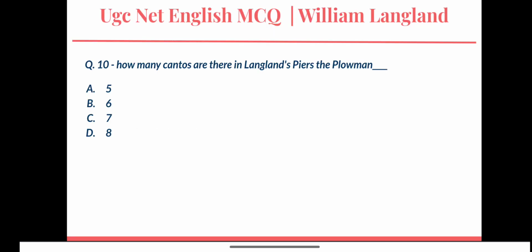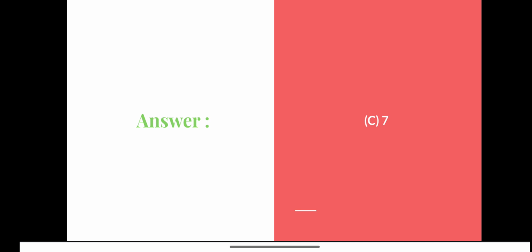Okay, how many cantos are there in Langland's Piers the Plowman? Option A, 5 cantos. Option B, 6 cantos. Option C, 7 cantos. Or option D, 8 cantos. And the right answer to this question is option C, 7 cantos. So there are 7 cantos in William Langland's Piers the Plowman, right?